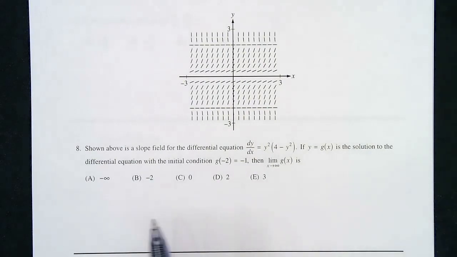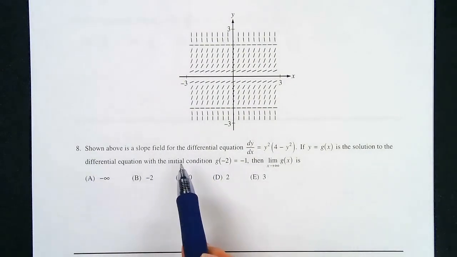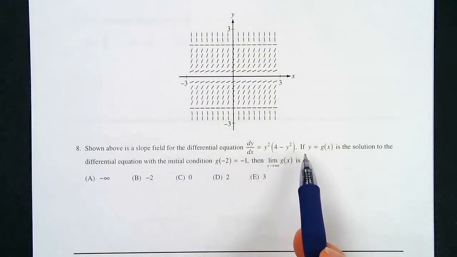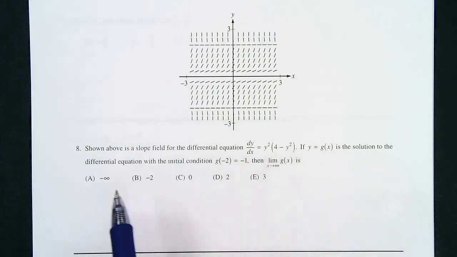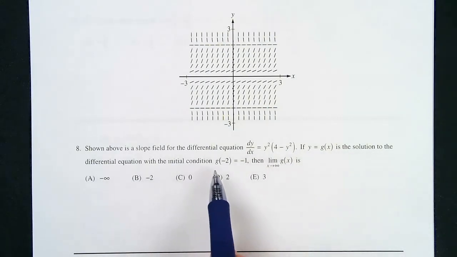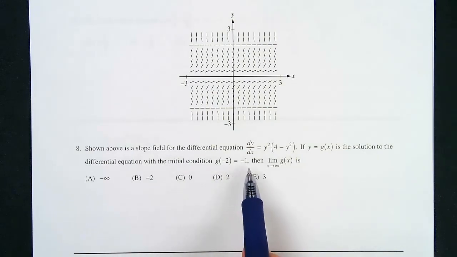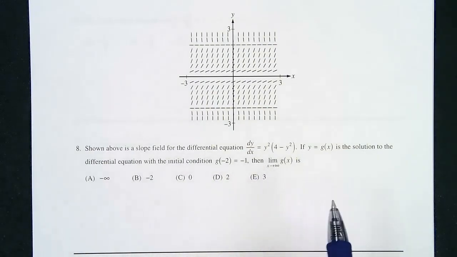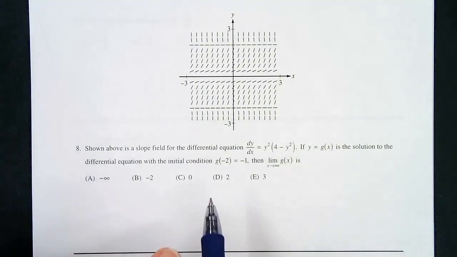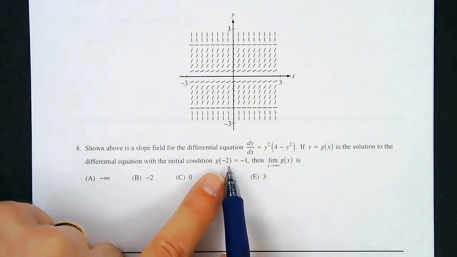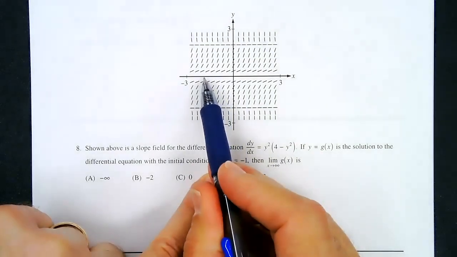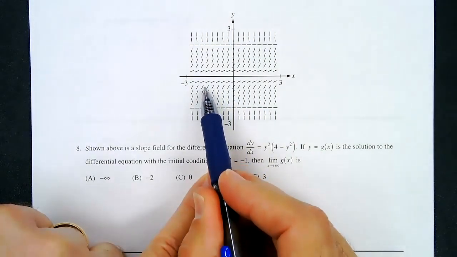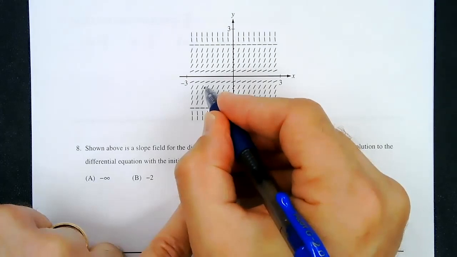So for this problem, we're shown a slope field for the differential equation here. And if y equals g of x is the solution to the differential equation with the initial condition g of -2 is equal to -1, then what is the limit as x approaches infinity of g of x? What I would do is take this point right here, -2, -1. So -2 is probably right about in here, and go down to -1, right? So we're talking about right in here.